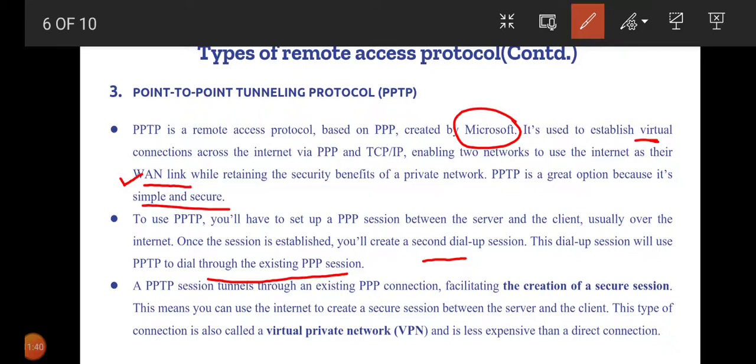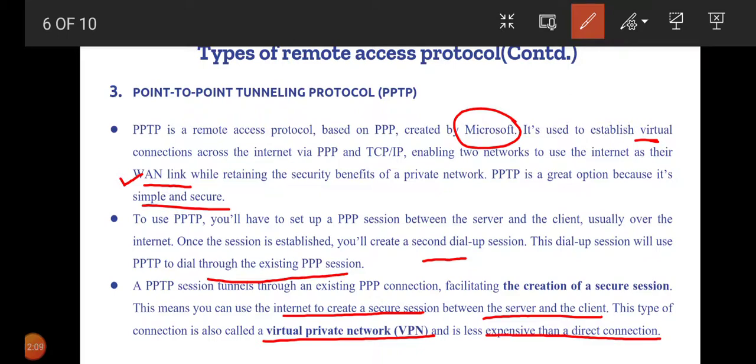The primary function of the tunneling protocol is that it tunnels through the existing point-to-point protocol connection, and it basically facilitates the creation of a secure session, which means that we can use the internet to create a secure session between the server and the client. This type of connection is also called a virtual private network and is less expensive than a direct connection.